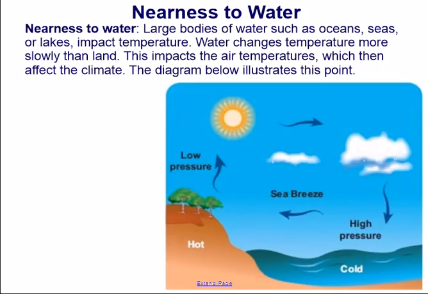Nearness to water. Large bodies of water such as oceans, seas, or lakes impact temperature. Water changes temperature more slowly than land. This impacts the air temperatures, which then affect the climate. The diagram below illustrates this point.